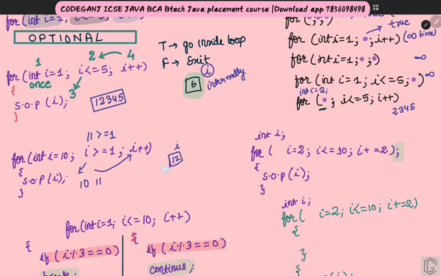Similarly, it will become 12. It is still true. It will print 12. And this loop will never fail. Why? Because your condition will never fail, because you are increasing this guy. So 12 is greater, 13 is greater, everything will be greater than 1. So this loop will keep running infinite times. Okay.